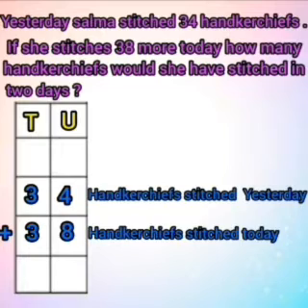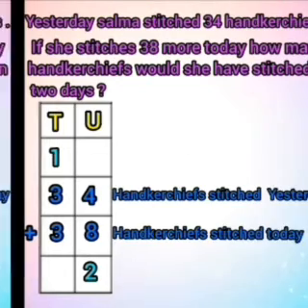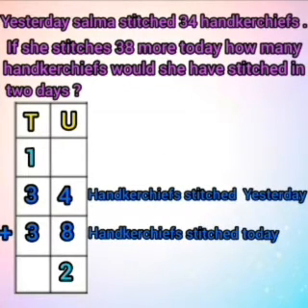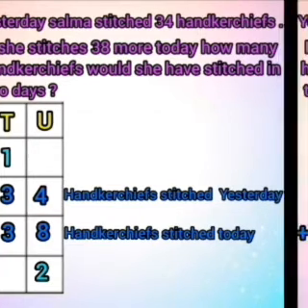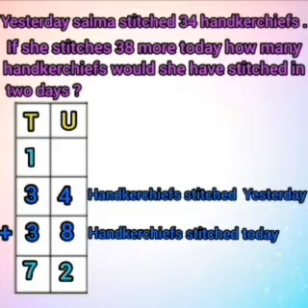4 plus 8 is 12. 2 we will write in the unit place. 1 ten will be carried over to the tens column. 1 ten plus 3 tens plus 3 tens is equal to 7. So 72.